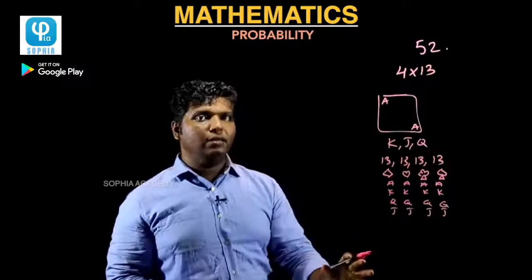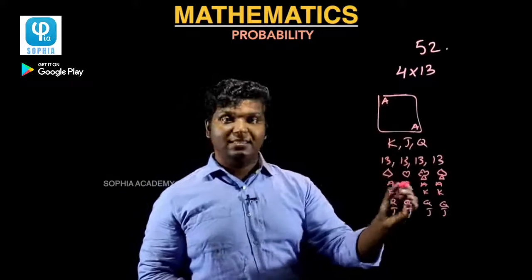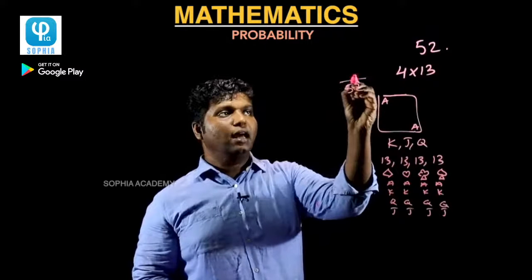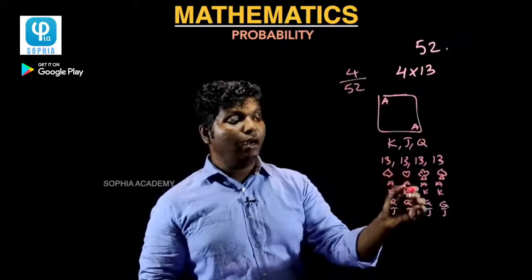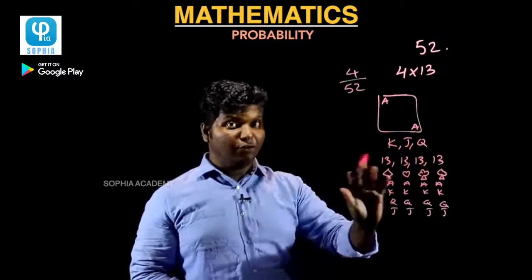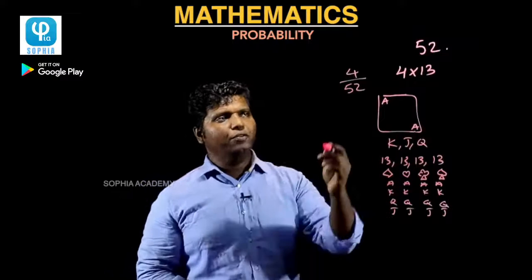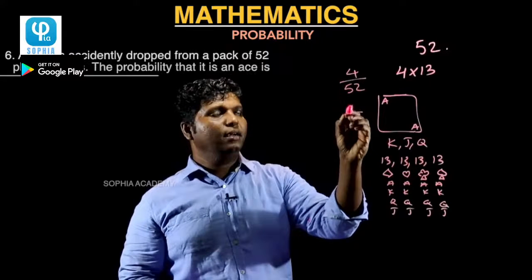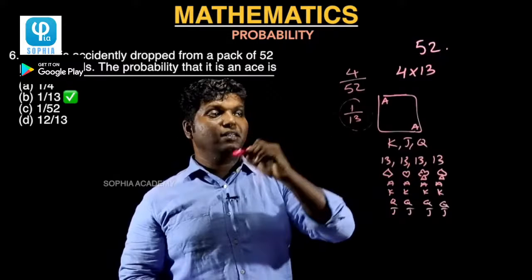So all together, we can say that there are 4 aces. Out of 52 cards, there are 4 aces, because there will be an ace of diamond, ace of heart, ace of spade, and ace of clubs. So out of 52, the favorable outcome is 4. Now if you cancel them, in the four times table, it will become 1 by 13, right? So 1 by 13 is the right option.